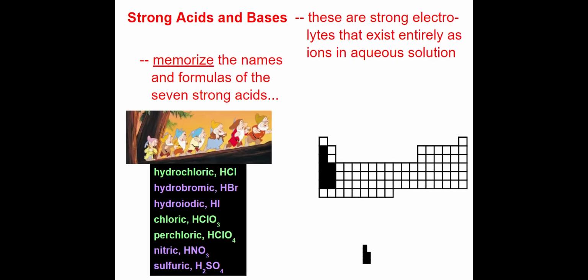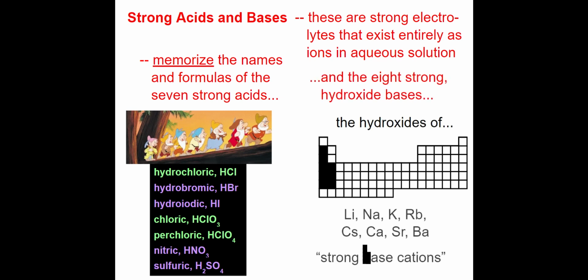Just a reminder, I mentioned this a while ago, but strong acids and strong bases. You are responsible for knowing the 7 strong acids, the formulas, and the names. So if you have not already memorized those, start memorizing those. Strong bases are considered the group 1 and group 2 hydroxides. So lithium, sodium, potassium, rubidium, cesium, calcium, strontium, and barium. Those 8 you don't necessarily have to memorize, but you do want to be familiar with them. But the acids you are expected to memorize.